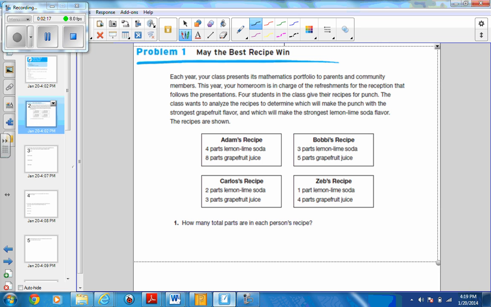And what does it mean by parts? A part just means some kind of measurement, but it has to be the same measurement for every recipe, whether it be a 1/4 cup or a teaspoon. A part just has to be equal among all recipes.